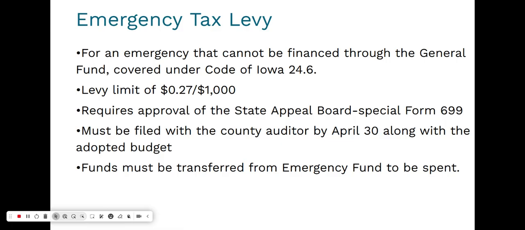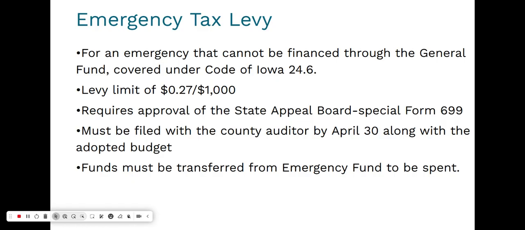Emergency tax levy, that's for an emergency that can't be financed through the general fund. And by emergency, we're talking about a fiscal emergency, not necessarily a natural disaster or something of that nature. It's really a fiscal emergency. You're stating, as the county hospital, that you do not have enough revenue to fully operate. If that's a situation a hospital would find themselves in, they would need to consult Code of Iowa 24-6. It is a levy limit of 27 cents per thousand.